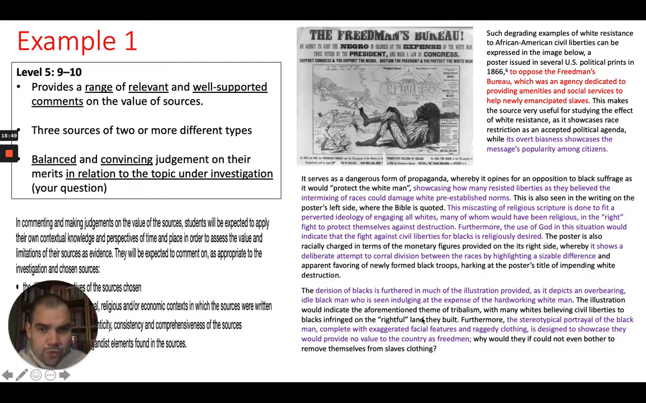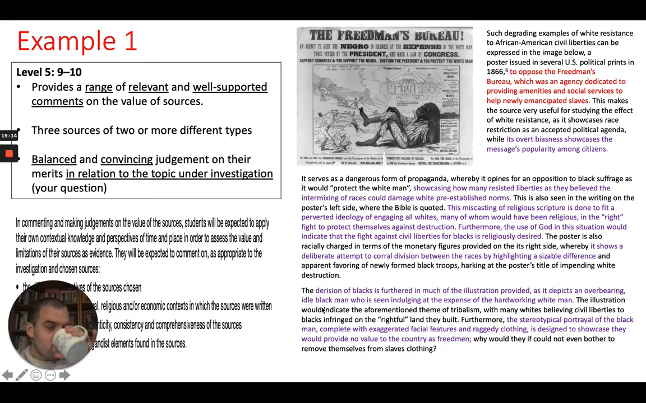This poster is also racially charged in terms of the monetary figures provided on its right-hand side, whereby it shows a deliberate attempt to corral divisions between the races by highlighting a sizable difference and apparent favouring of newly formed black troops, harking at the poster's title of impending white destruction. Okay, so again, a very good, useful comment on what these particular numbers reveal to us about how it's stoking division.